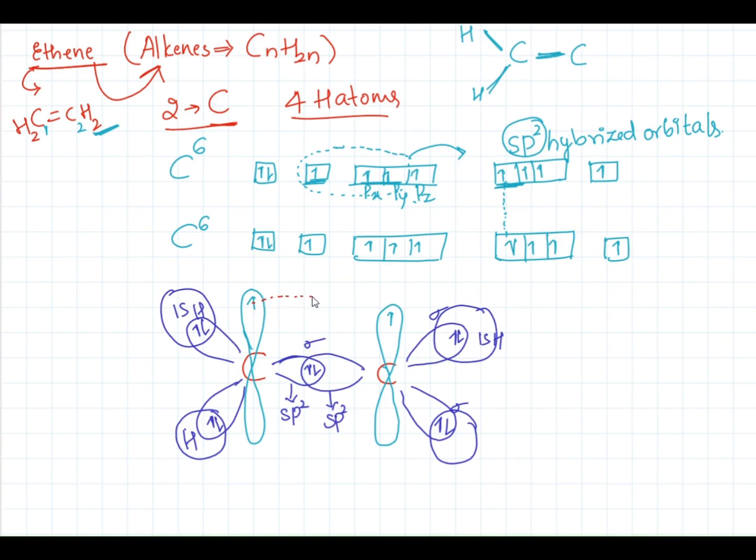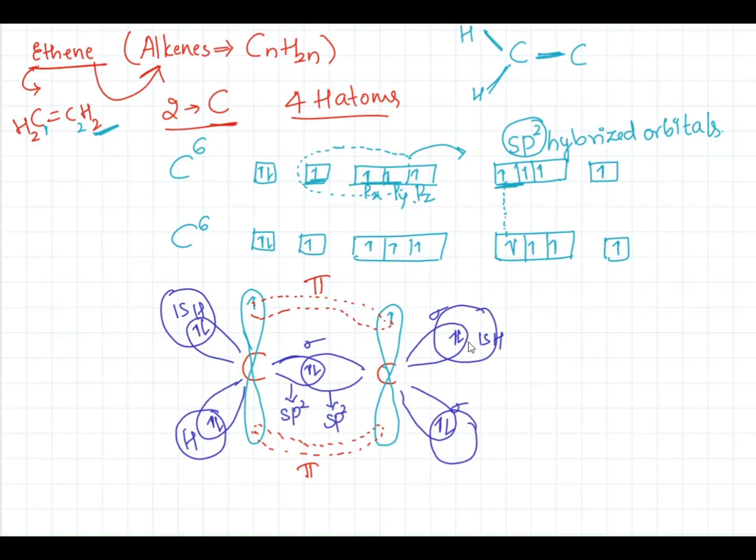They will overlap laterally. There is lateral overlapping between the 2 unhybridized p orbitals, right? We know that the lateral overlapping between p orbitals will form a pi electron cloud or pi bond. There is a pi bond formation. Only one p orbital is there on each carbon, hence there is a formation of one pi bond.